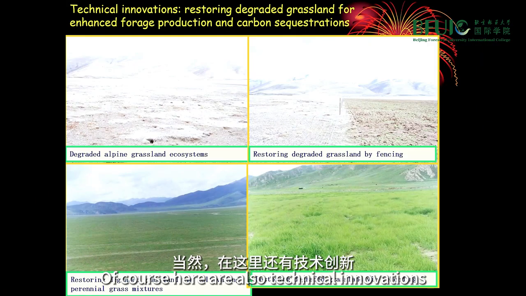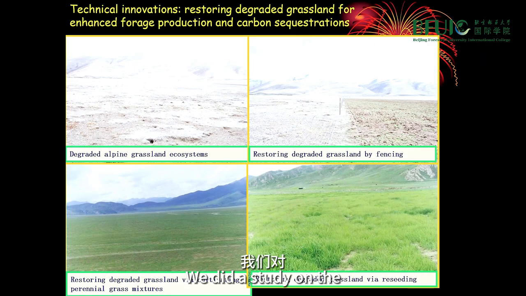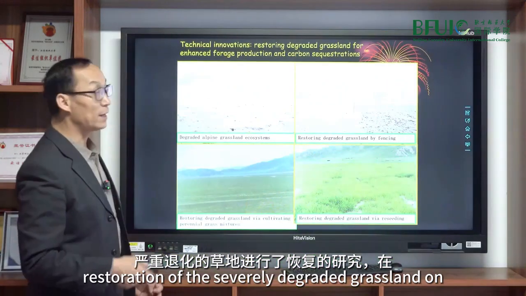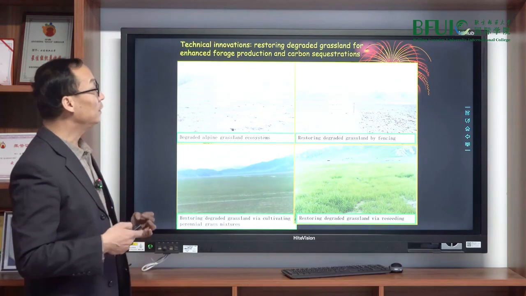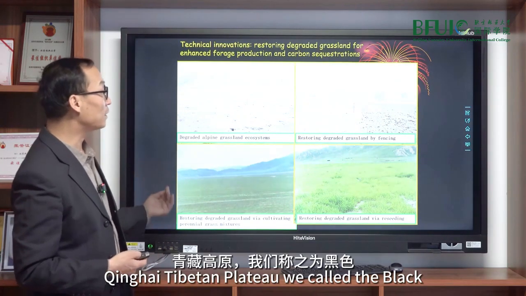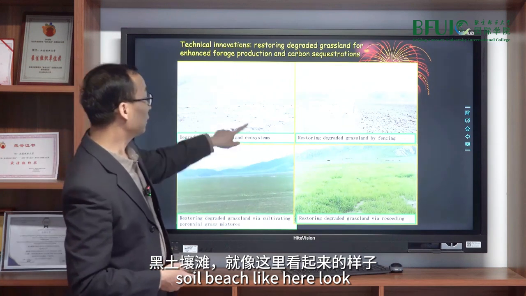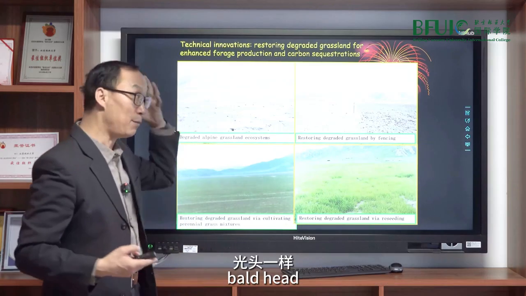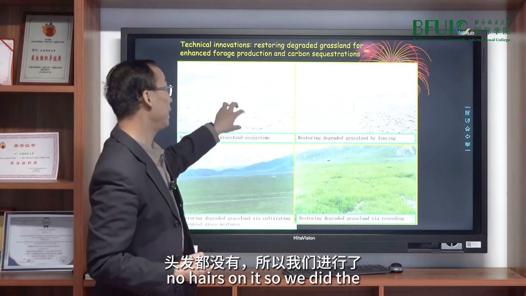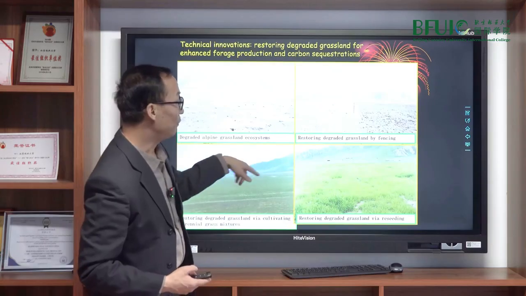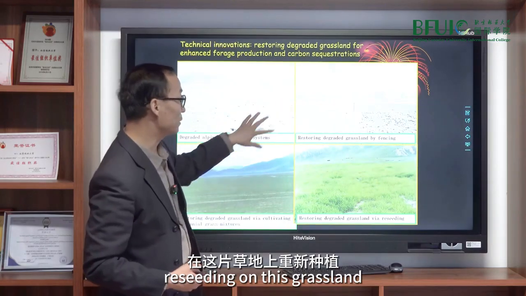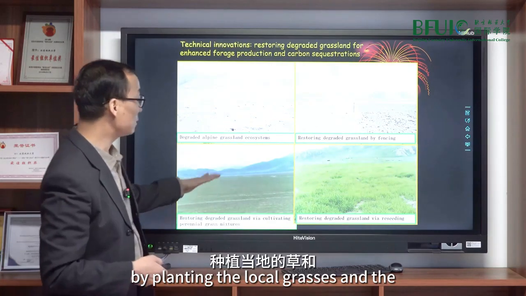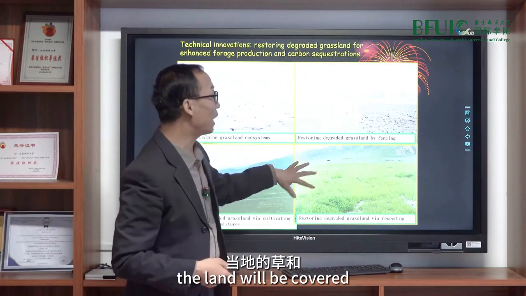Of course, here are also technical innovations. We did a study on the restoration of severely degraded grassland on the Qinghai Tibetan Plateau. We call it black soil beach. Like here, look, the grassland is degraded everywhere, just like a beard with no hairs on it. So we did reseeding on this grassland by planting local grasses, and the land will be covered.